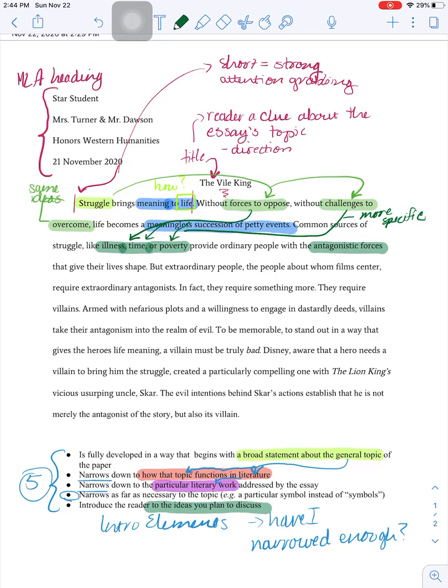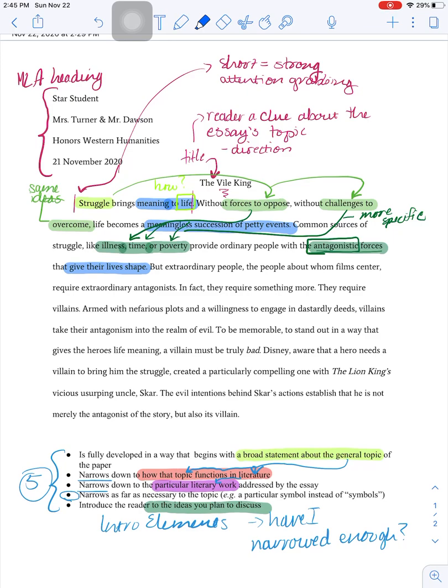Okay. So the antagonistic forces right here, I'm now using language that is not usually used when we're talking about life, but more when we're talking about literature or film. I'm moving out of life in general into life in specific, the specific lives and struggles that we see in literature. Now, where are those blue ideas, that same general topic of the essay that we see throughout? Well, here we go. Give their lives shape. It's that same idea of meaning. Okay, so we have those ideas carried through.